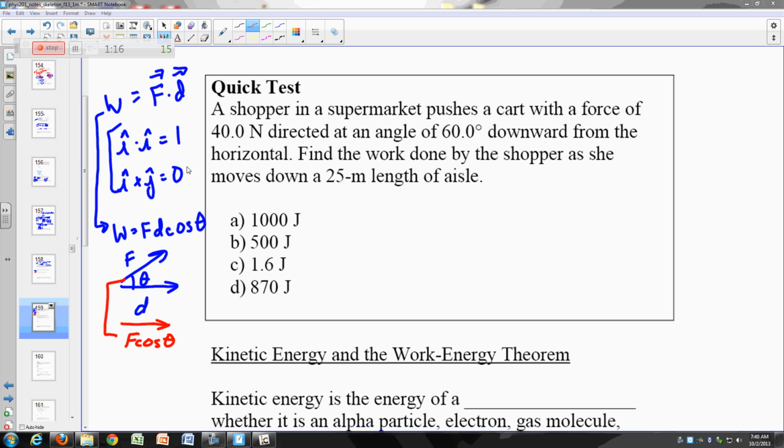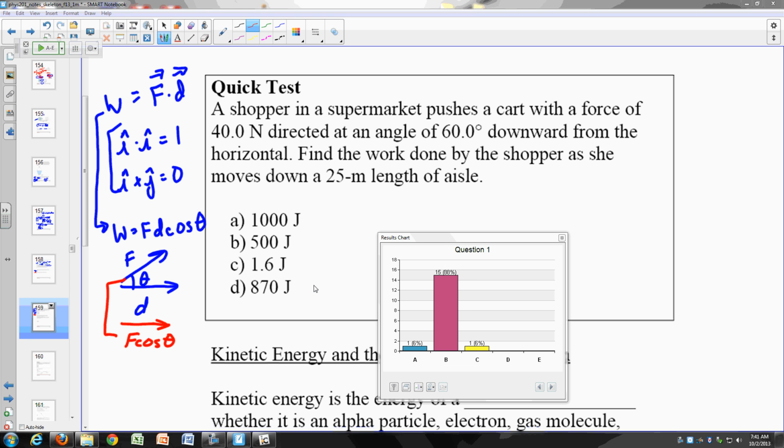Stop at 130. All right, B, is that right? Yeah, that is right. Very good.